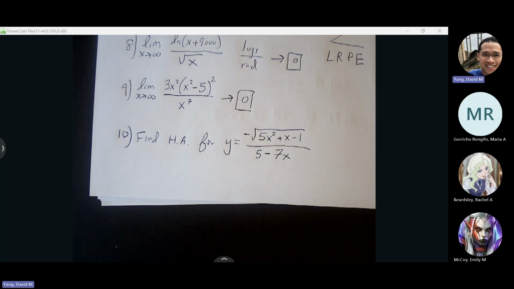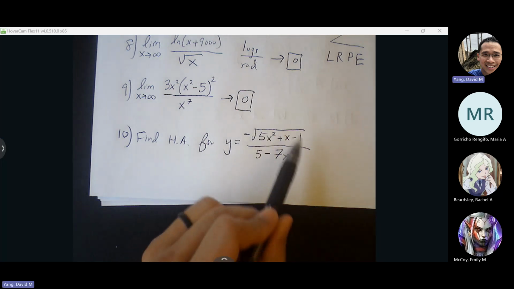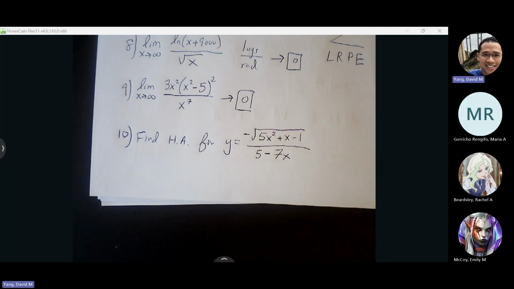How many asymptotes do you expect for number 10? This is one of those strange ones, right? This is 2 asymptotes. So once you find the ratio, just change the sign to get the other one.